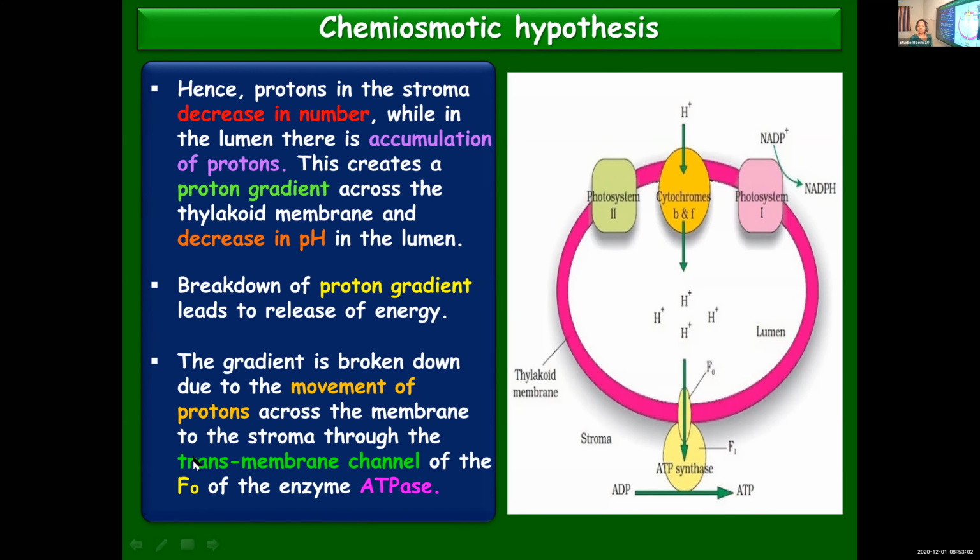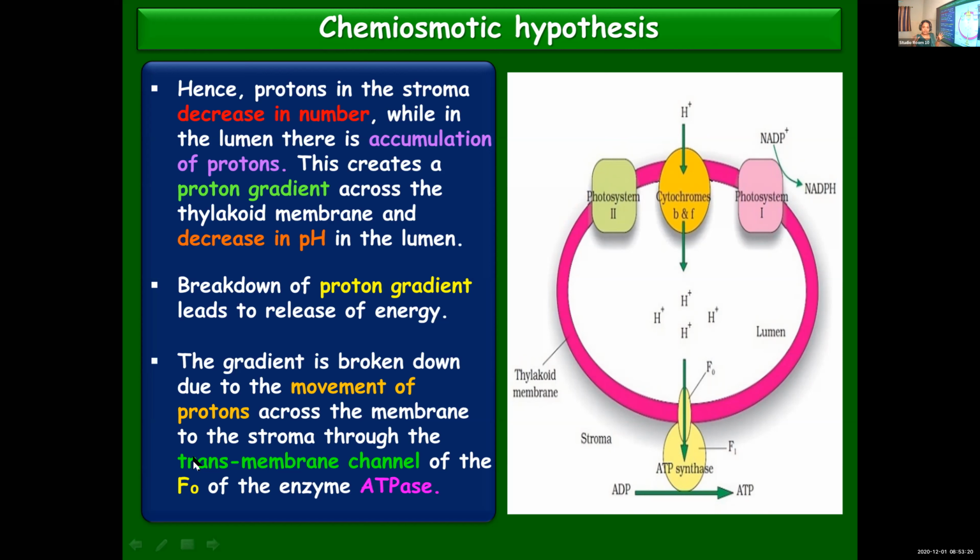How can the proton gradient break? By the movement of protons. When the protons start moving out from the thylakoid, the concentration difference will get upset and that will result in the release of energy. The gradient is broken down by the movement of protons.